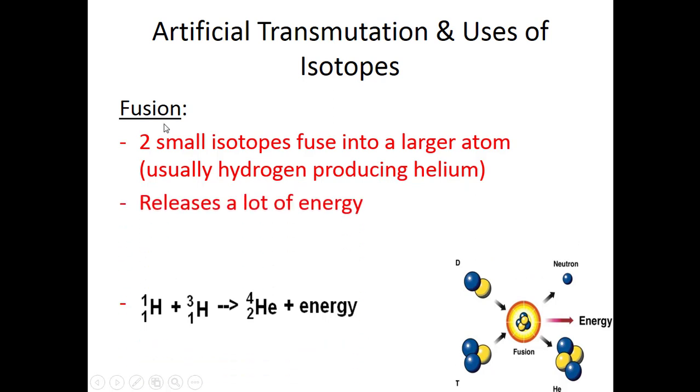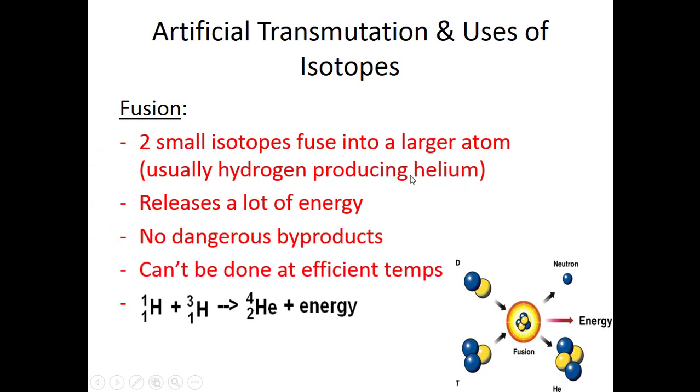One of the nice things about fusion is you do produce a lot of energy. There are no dangerous byproducts. However, it can't be done at efficient temperatures. We cannot harness this amount of energy. Fission we can, using a couple different methods in nuclear power plants. However, with fusion, we have not been able to harness this type of energy.